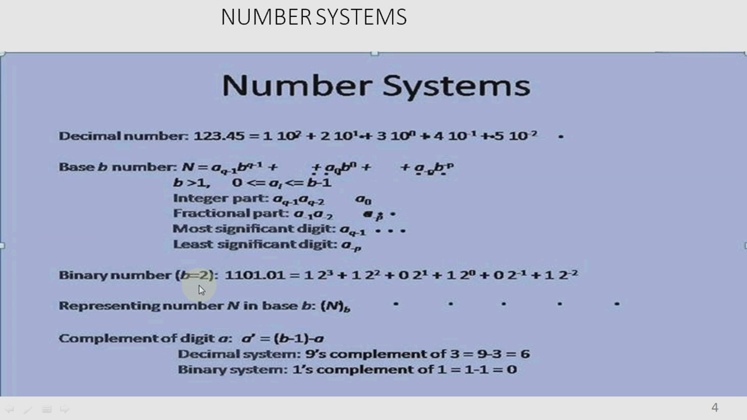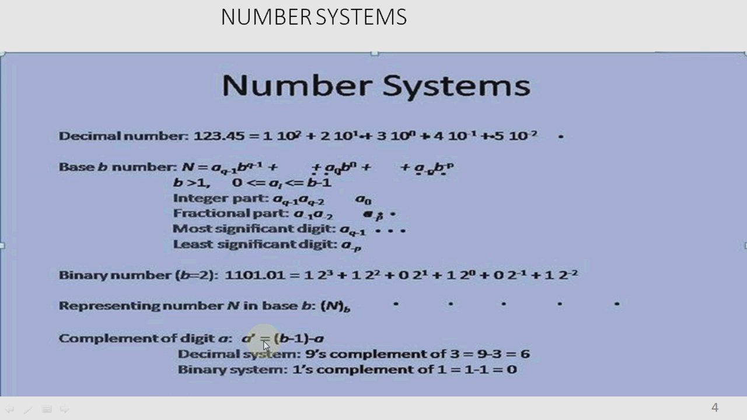From binary, when the base is equal to 2, we can convert the number into a decimal number by multiplying each digit by its position weight. Starting from this digit: 2 raised to 0 multiplied by 1, plus 2 raised to 1 multiplied by 0, then 2 raised to 2 multiplied by 1, and then 2 raised to 3 multiplied by 1. After the point, the powers are negative: 0 multiplied by 2 raised to minus 1, plus 1 multiplied by 2 raised to minus 2.